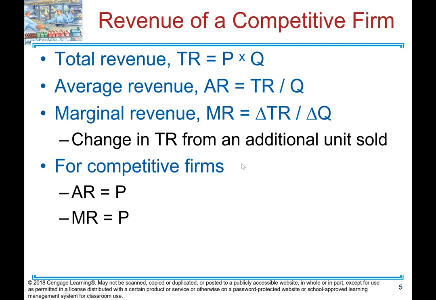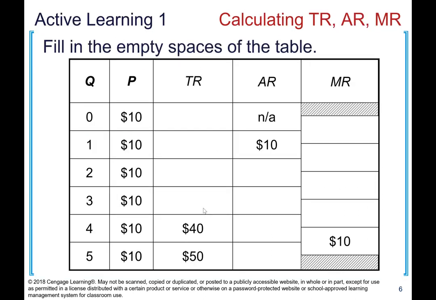Now, for competitive farms, it is important to remember that average revenue is the same as price, and marginal revenue is also identical to price. So average revenue is equal to marginal revenue is equal to the price, and that is true only in competitive farms. You can fill this one out, as we know.